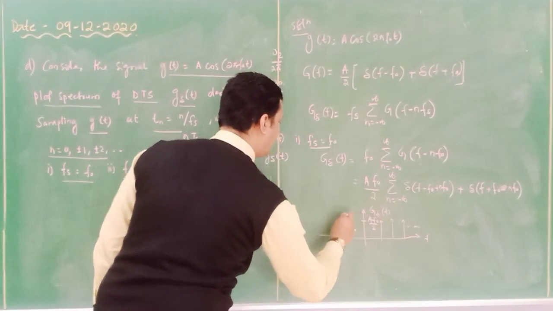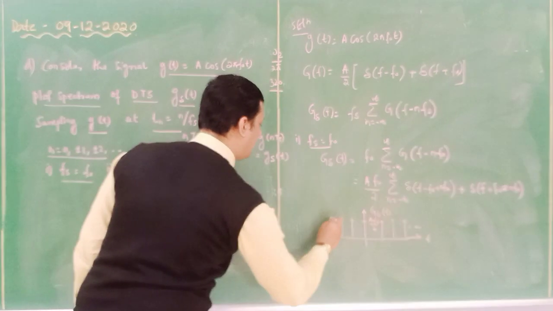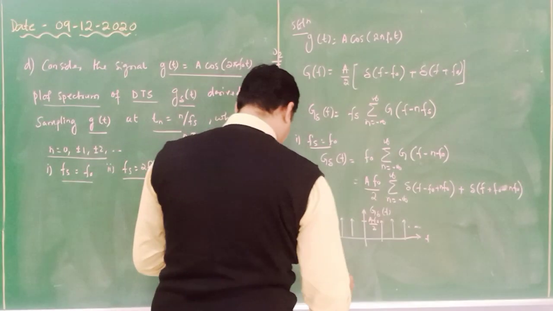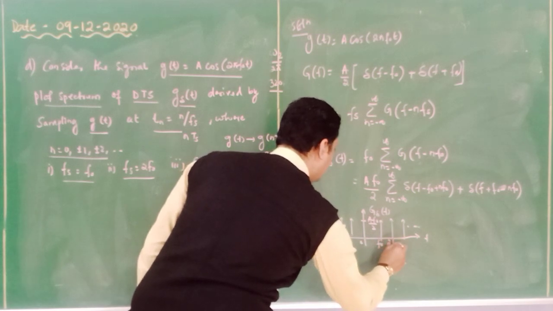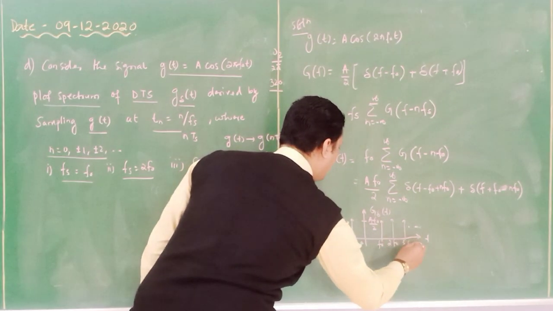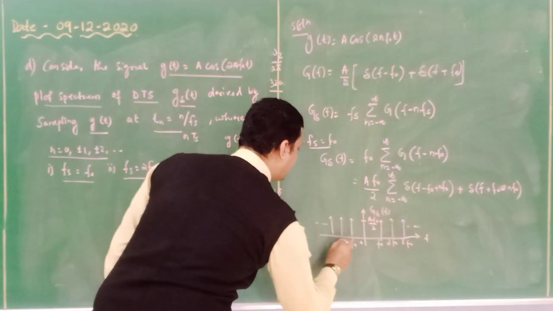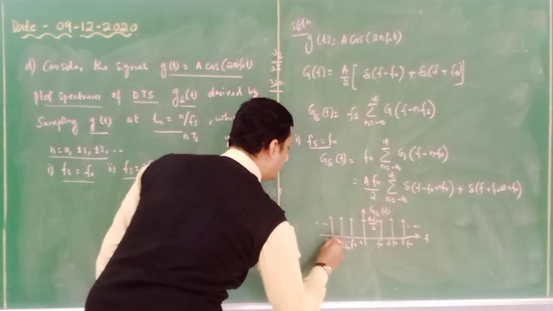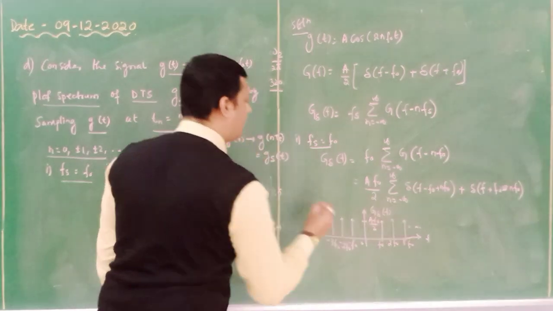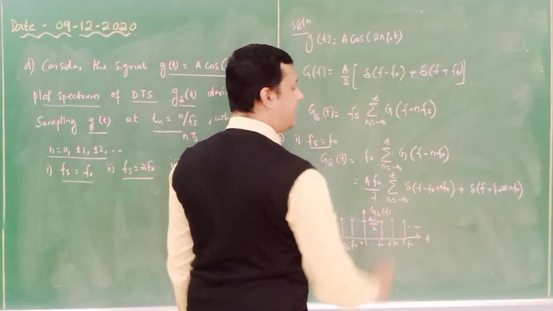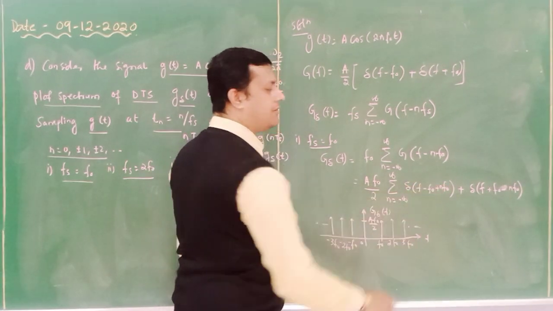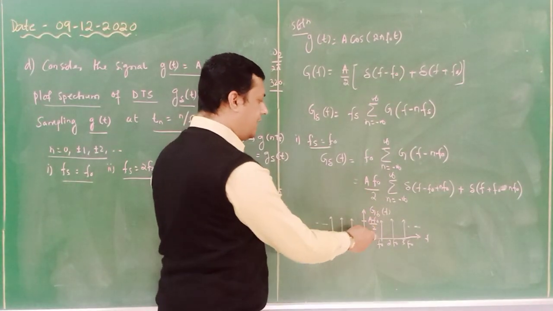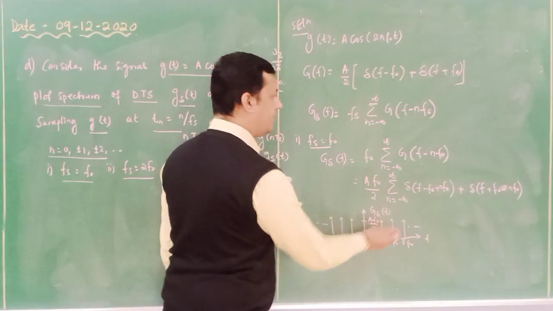This is for positions. For what particular position? Let's see. This is 0, this is f₀, 2f₀, 3f₀, this is minus f₀, minus 2f₀, minus 3f₀. Now if you substitute the n value as plus, the f₀ and this will get cancelled out and it will identify the 0 position.